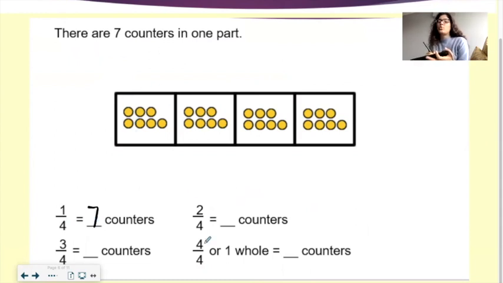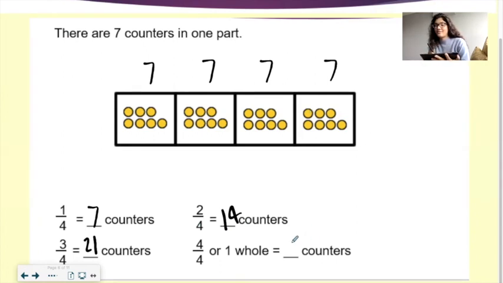7. What about 2/4? How many counters do we have in 2 out of 4 of those counters? 14. What about 3/4? How many counters do we have in 3 of these parts? 21. Because you have 7 here, 7 here, 7 here, and 7 here. Okay, so to figure out 3 out of 4, you just add 7 3 times, also known as 7 times 3. And then lastly, 4 out of 4 of those counters, or 1 whole counter, equals how many counters? 28, because you just add 7 4 times.